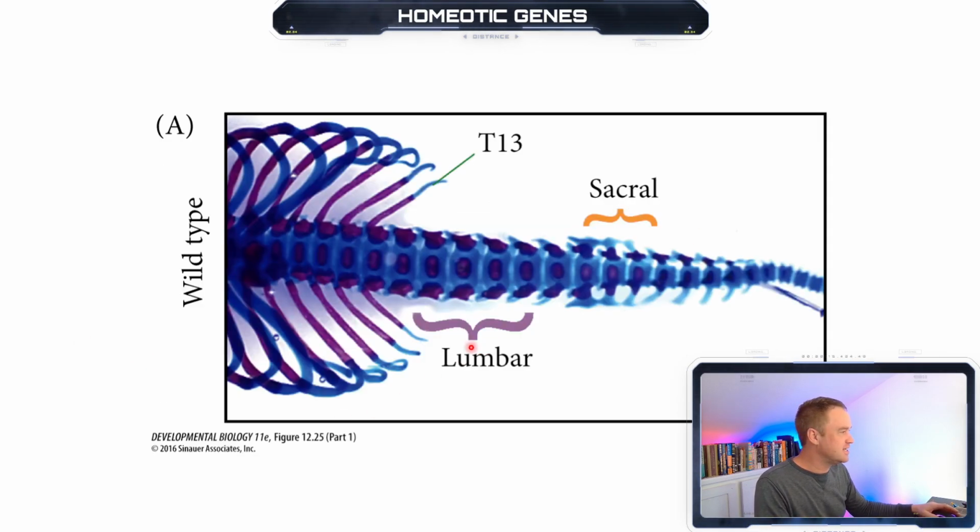So for example, let me get my notes here. This is a wild type mouse, I believe. Does it say up here? It does not say. So this is a mouse. Look at all the vertebrae and the ribs. Okay, so we have our lumbar vertebrae here, a sacral vertebra here, and our T13 thoracic vertebra here.